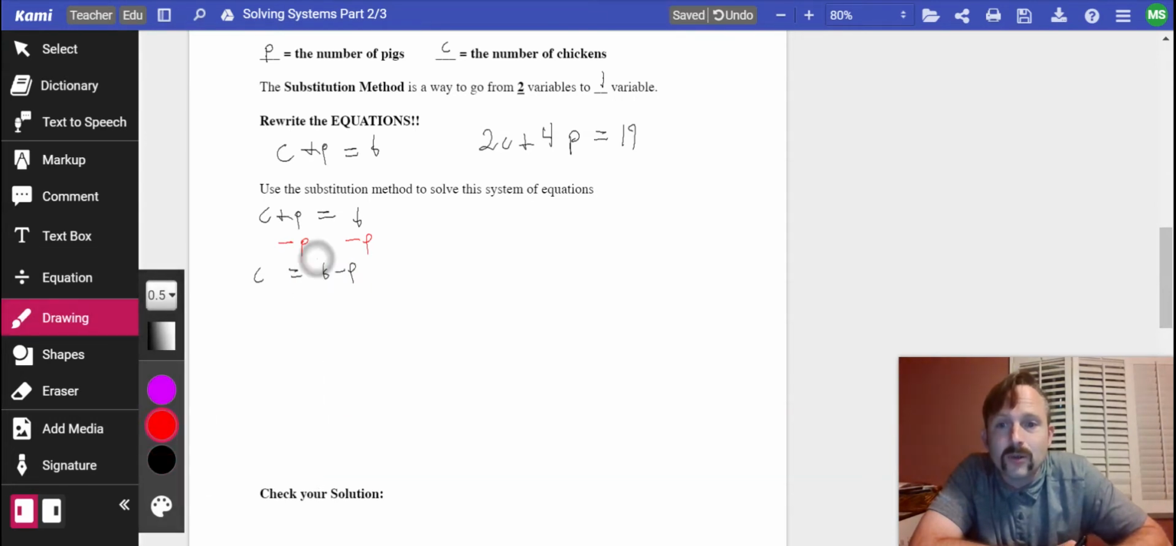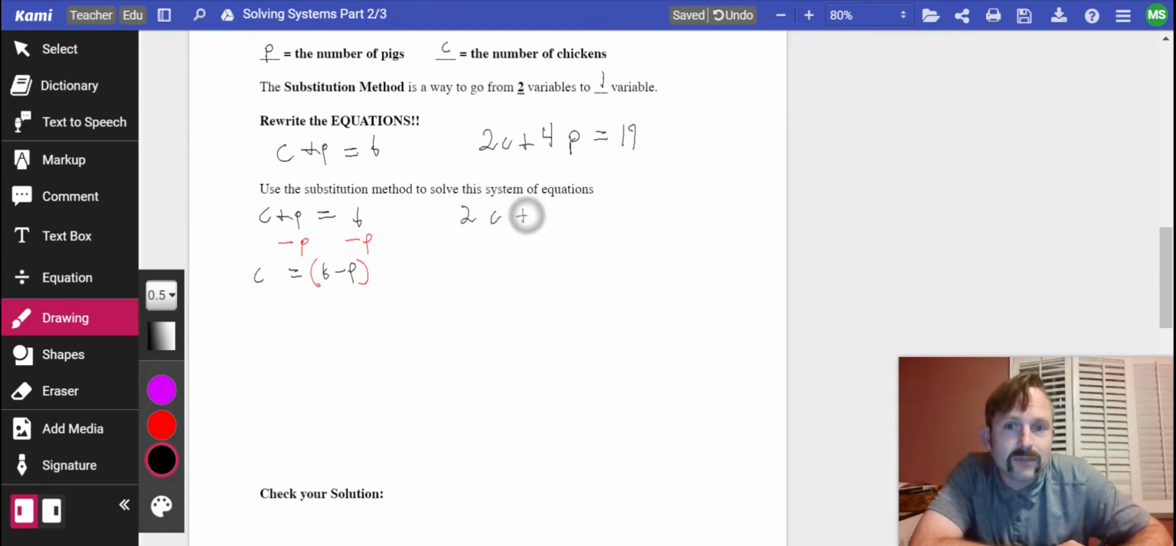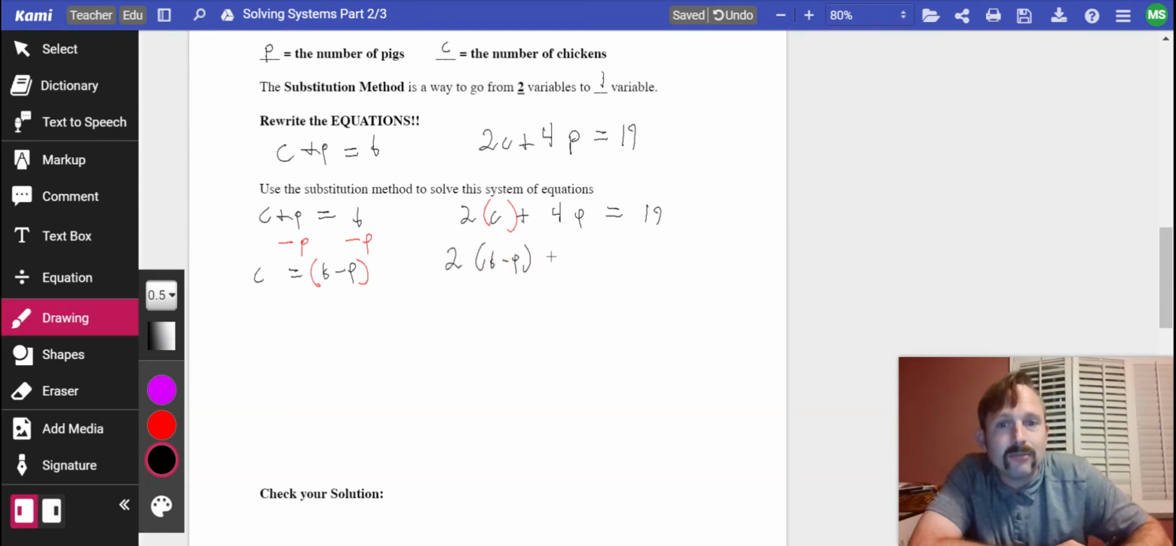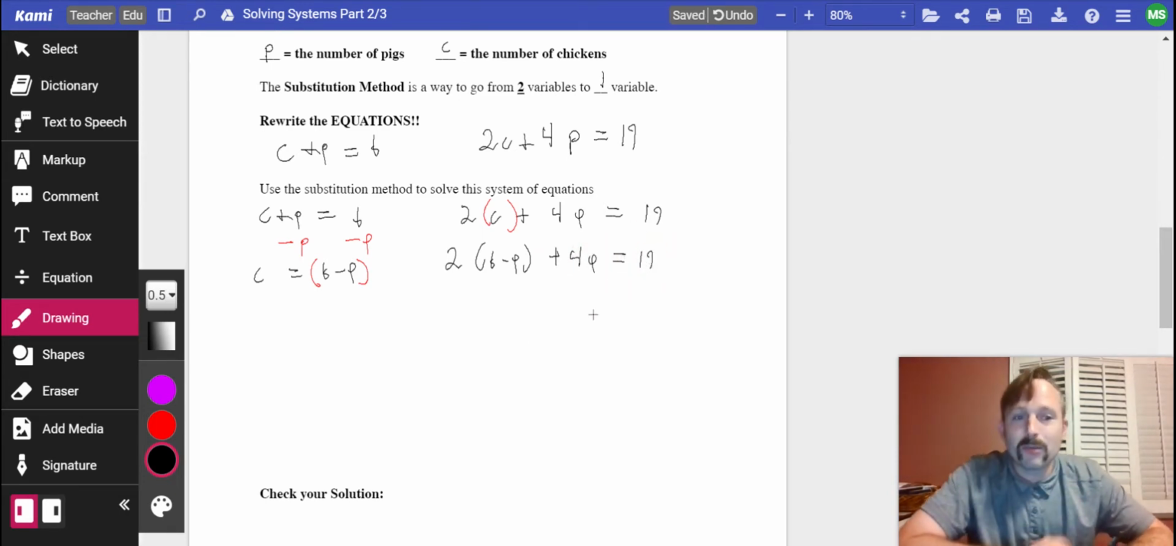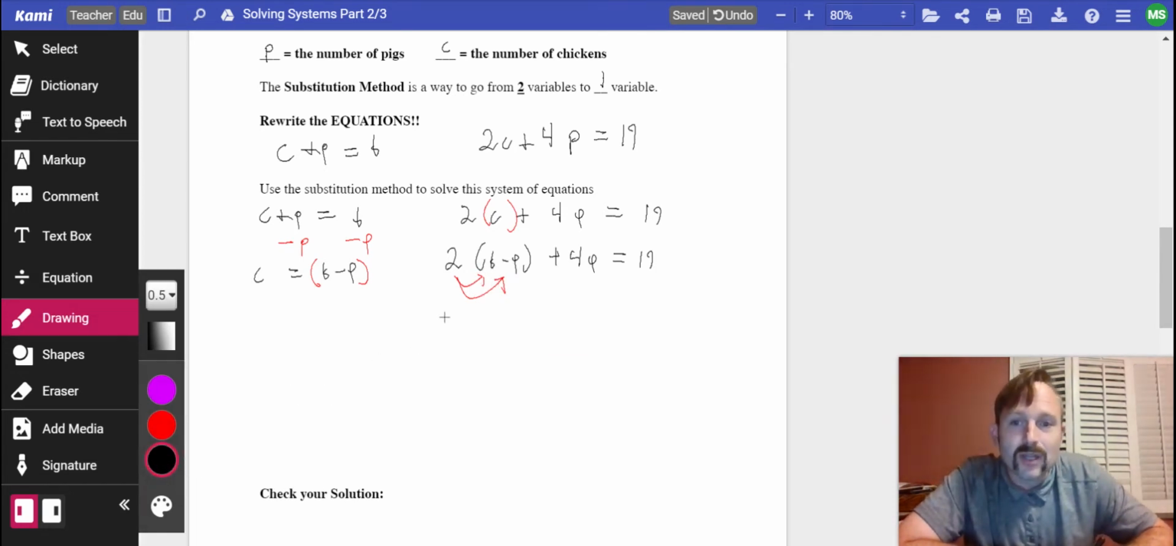Now I know that C is equal to 6 minus P. So if I have 2C plus 4P, I'm going to substitute that C for 6 minus P. So 2 times 6 minus P plus 4P will equal 19. Now, what's that called when you're dealing with the parentheses? That's going to be the distributive property. So that means we're going to multiply to everything inside.